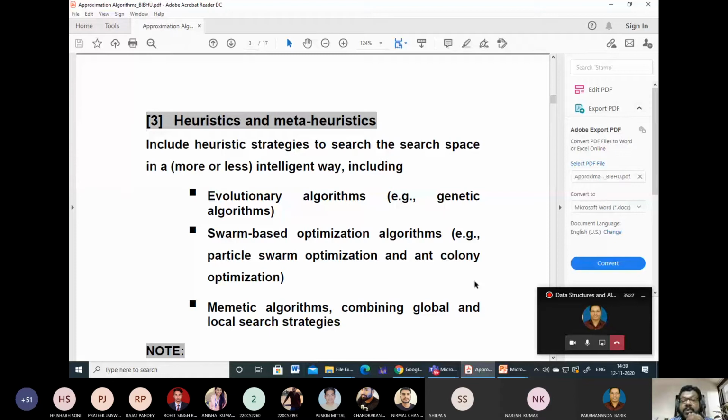The third one is the heuristic and the metaheuristic. Under heuristics, we have many nature-inspired heuristics, broadly categorized. It is not a complete categorization, it is an example. That includes the evolutionary algorithm, where you can find genetic algorithm, swarm-based optimization algorithm, ant colony optimization based on natural phenomena, and memetic algorithm, a combinatorial global and local search strategy. All these methods are search methods on top of a solution space, but their ability is that they omit a large number of solutions as they progress.